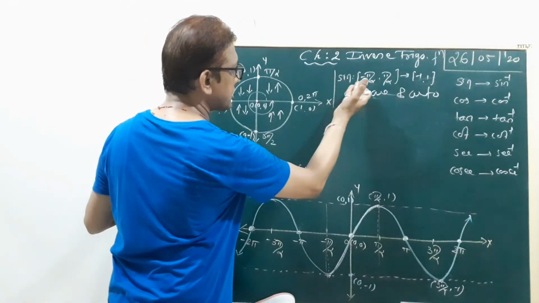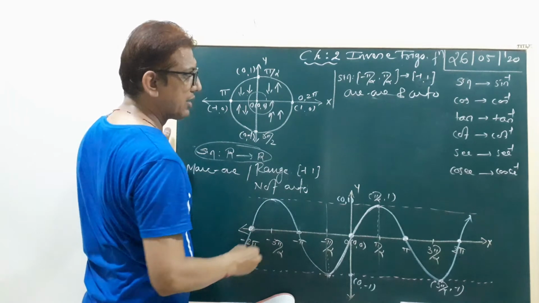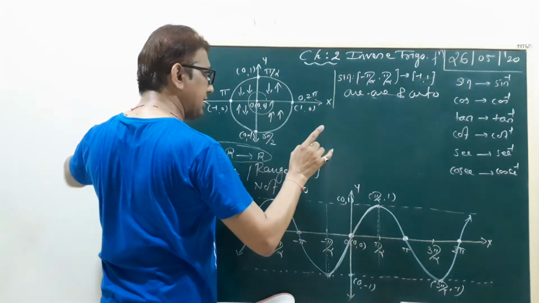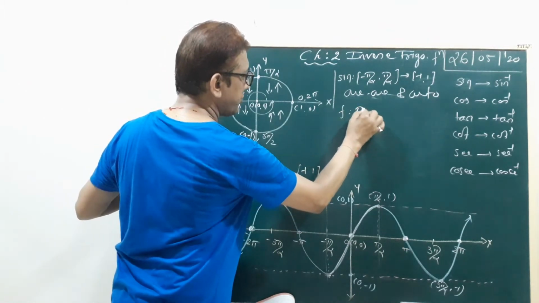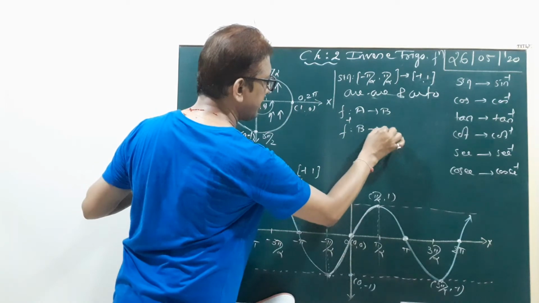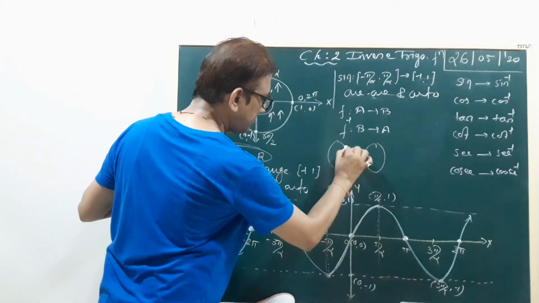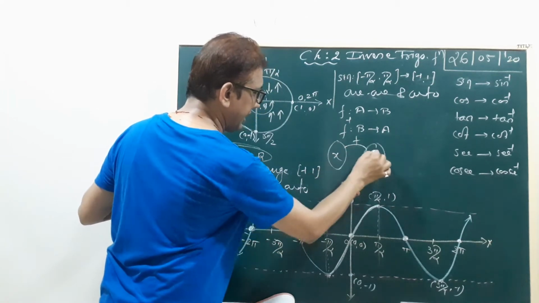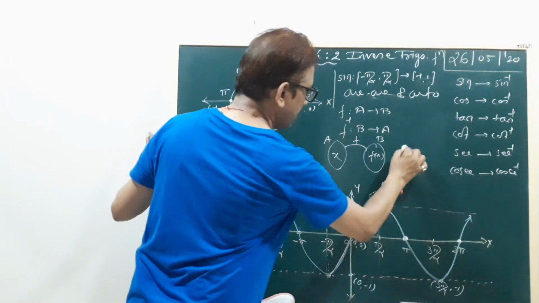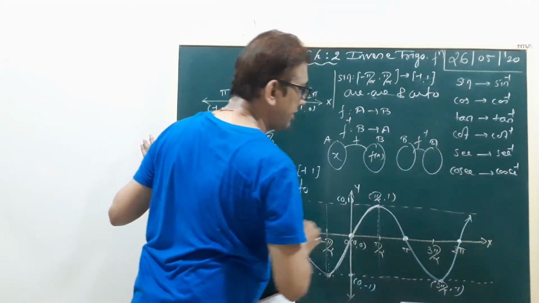Here the sine function is on the closed interval minus pi by 2 to pi by 2, going to minus 1 to 1. Now let's repeat this for a general function. F is a function from A to B, so F inverse is the function from B to A. Right? Is it clear? Okay. This is your f function, x and fx, a and b. This is your f inverse function, here b and a.